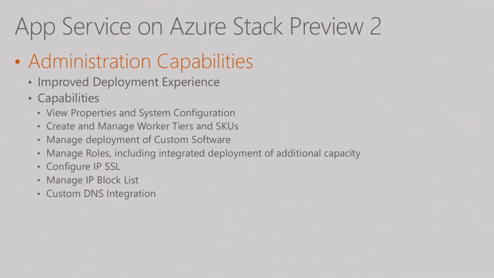So that's a key differentiator. We have the ability to manage those roles through the Azure Stack portal, and we have also integrated the capability to actually spin up additional roles directly from within the portal. So previously you had to provision the infrastructure first and then configure. In this preview we've added the capability for you to do it at the end of a few button clicks. It's restricted to web workers at the moment, but as we go further through the product lifecycle, we will be adding that for the other types of roles, and the roles of which I will be covering shortly. You have the ability to configure IP SSL, the IP block list, and we have a very early implementation of our custom DNS integration.